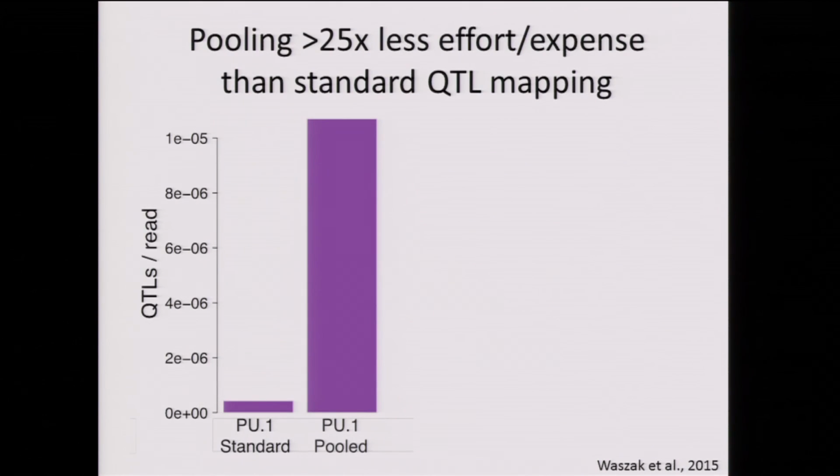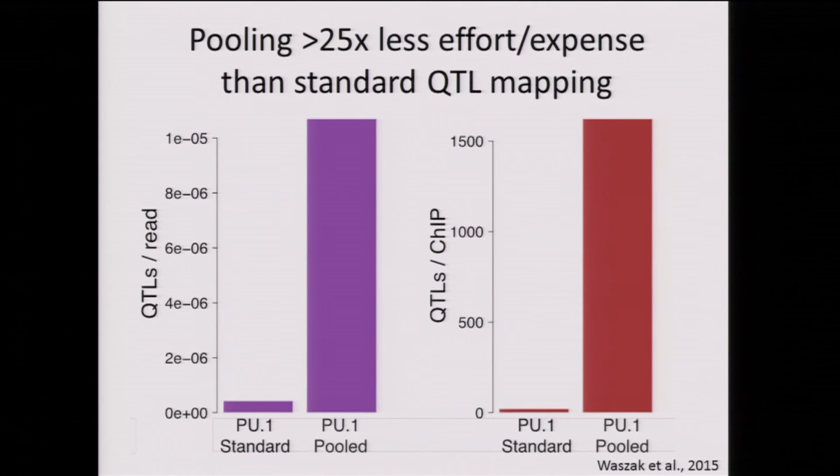Now we can also ask, comparing to the same study, what is the efficiency of this method? If we look at QTLs per sequence read in our study, we see that we do about 25 times better than the non-pooled approach from this same paper. If we do it in terms of QTLs per ChIP performed, then it's about 75-fold better. So we're getting a pretty big increase in efficiency and a decrease in cost.